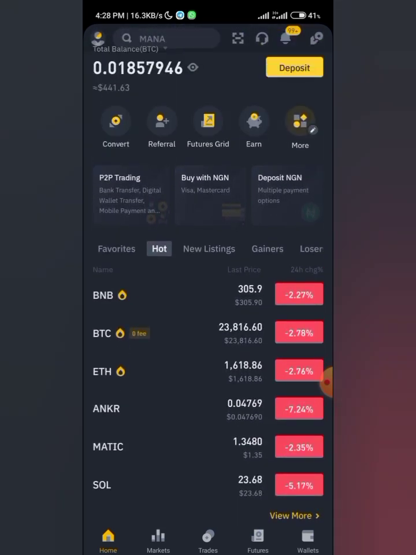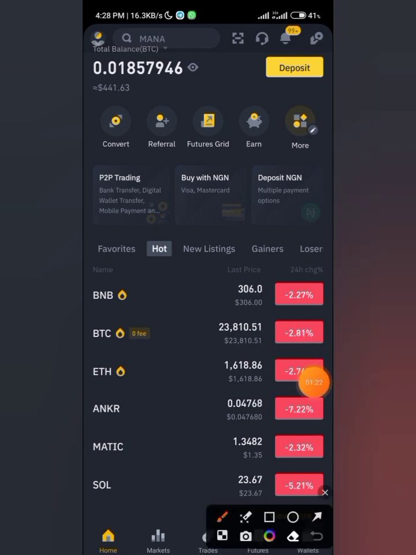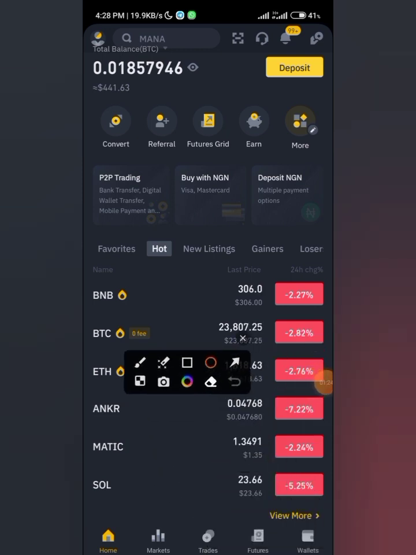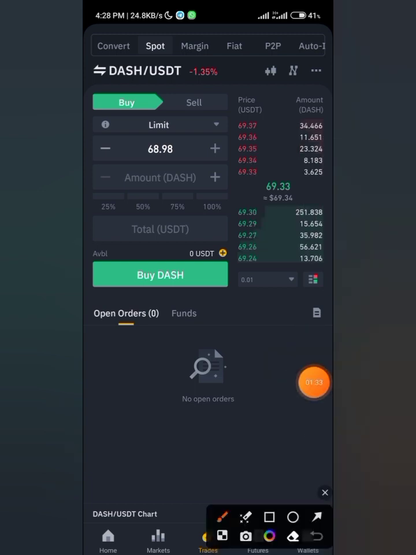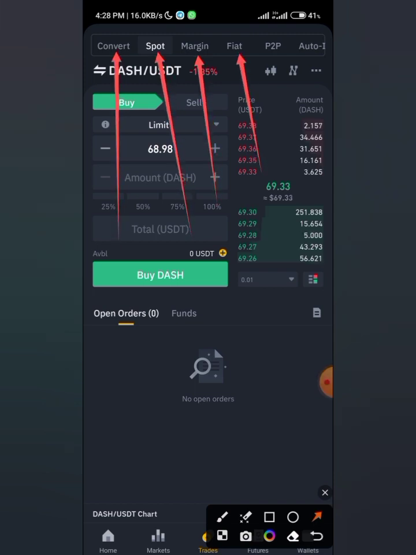Once you are logged into your Binance app, all you need to do is come to this place where you have trade, and you click on it. It's going to bring me to this platform, and once I'm here, take note that we have convert, spot, margin, fiat, P2P and auto invest, but our major concentration is on spot. And if you watch, it is already on spot because what you are going to be doing is spot trading.